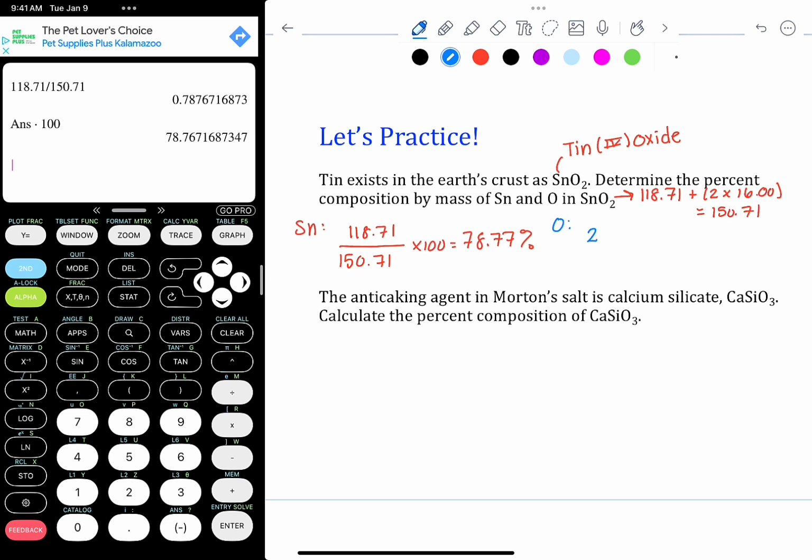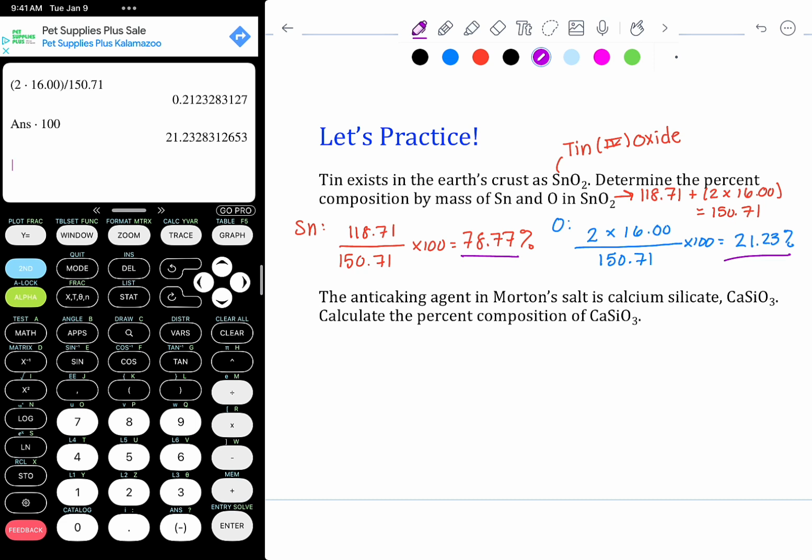We can then do oxygen next. So we know that there are 2 atoms of oxygen, so we multiply 2 by the mass of oxygen, and we divide that by the total mass of 150.71. So let's type that into our calculators. Let's divide that by 150.71 and multiply by 100 to make it a percent. And we get a percentage of 21.23%. We can always check our work because 78.77 and 21.23, those percentages equal 100%.